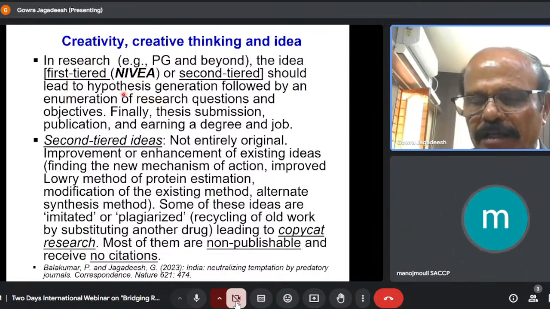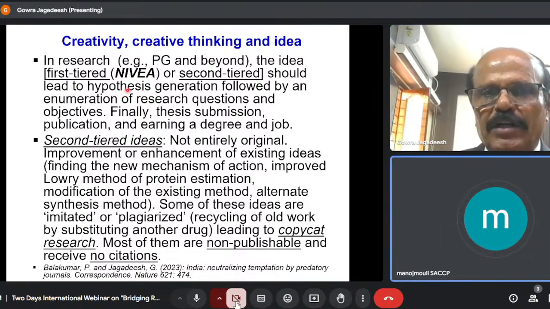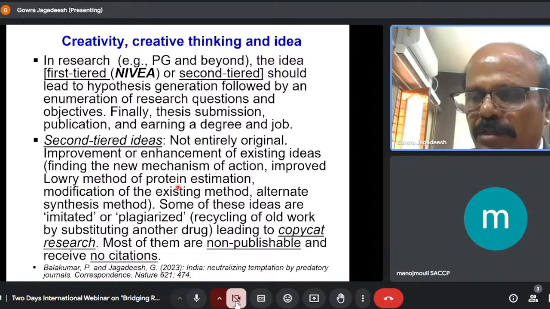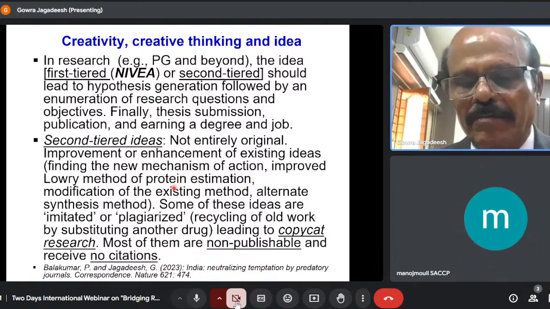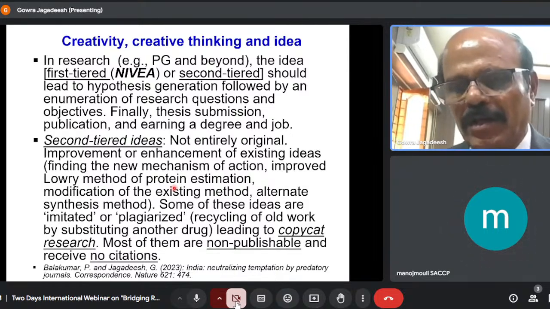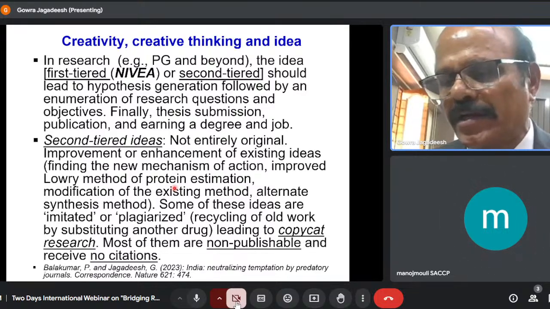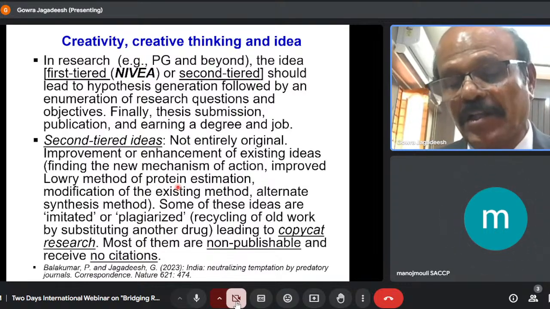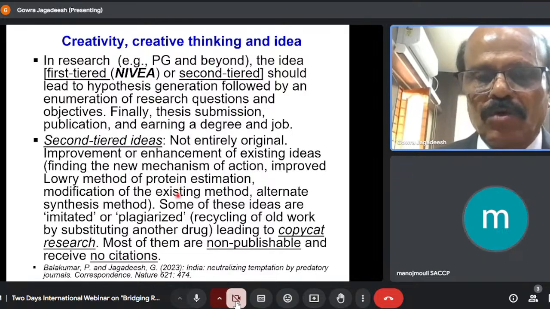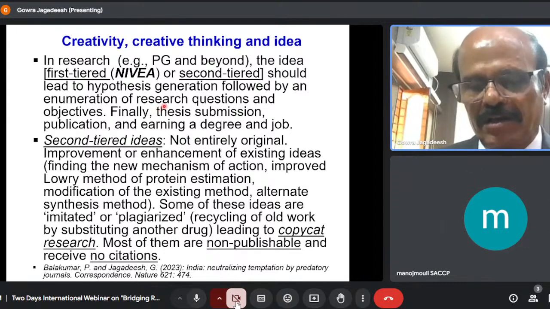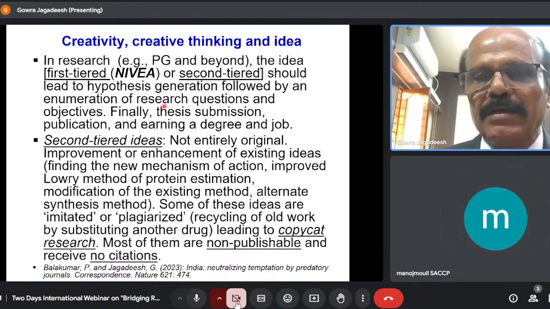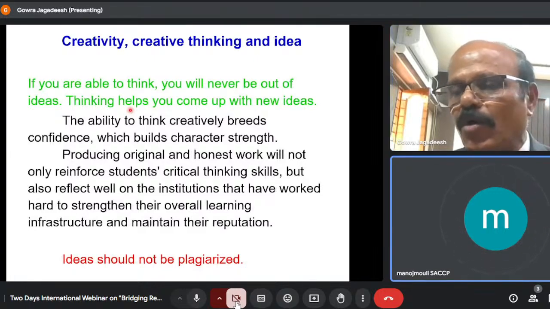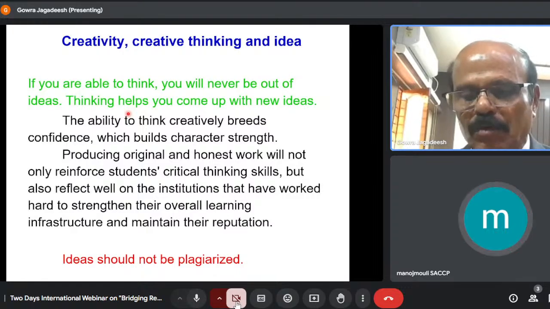That is, as I told you, a gap in the literature. If you are able to find it, you will definitely be proud of yourself that you got first-tier ideas, not by substituting one drug in previous experiments or going to a second plant material, a third plant material that somebody would have already done. That doesn't give any credit, because we call it copycat research. With that, you may not be able to publish your work, and even if you publish it in some other, not legitimate, journals, you may not receive citations. So always think about how I can get first-tier ideas. Extensive reading and tapping the niche will let you get first-tier ideas. If you are able to think, definitely you will not be out of ideas. Ideas should not be plagiarized; they should be original.